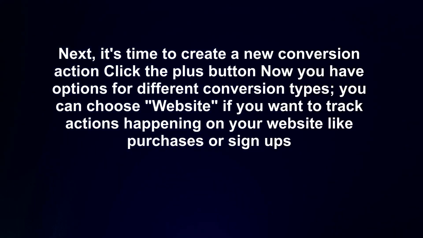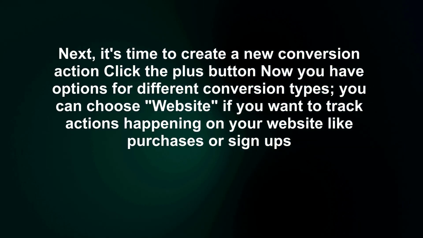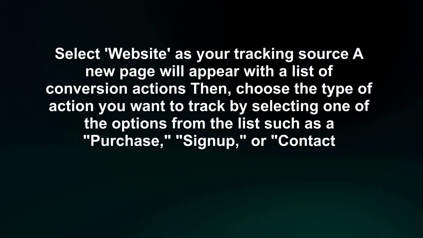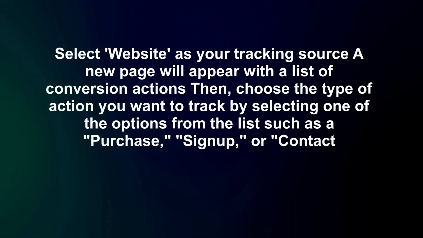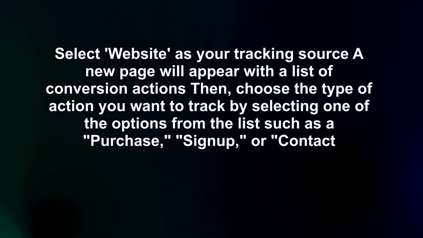Now you have options for different conversion types. You can choose website if you want to track actions happening on your website like purchases or signups. Select website as your tracking source. A new page will appear with a list of conversion actions. Then, choose the type of action you want to track by selecting one of the options from the list, such as a purchase, signup, or contact.